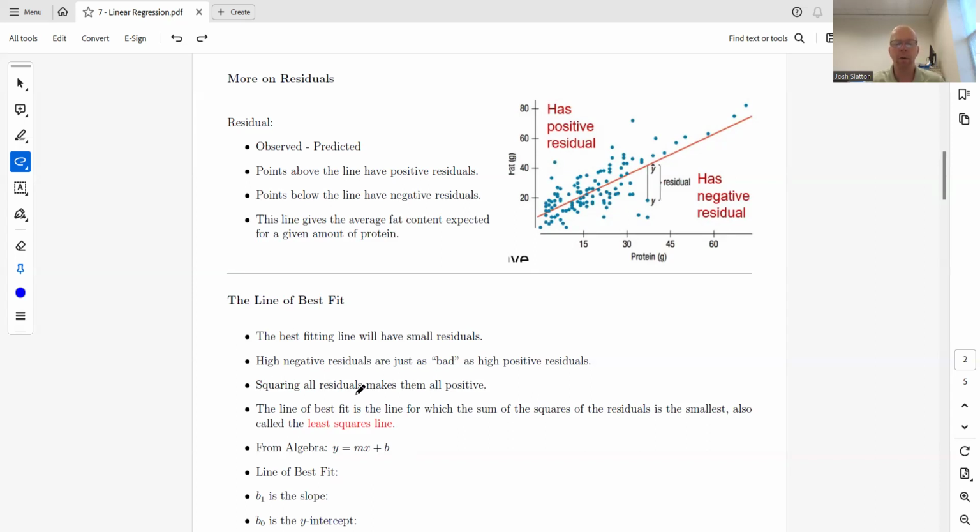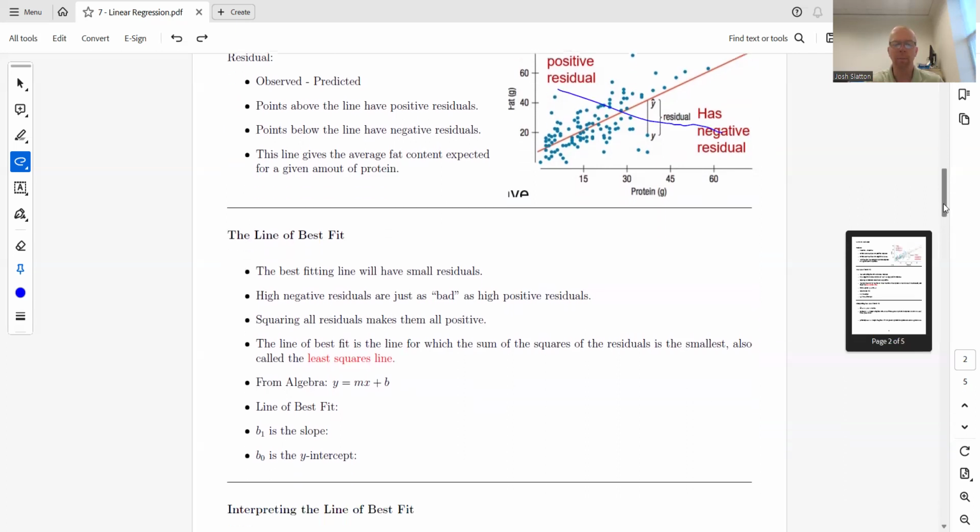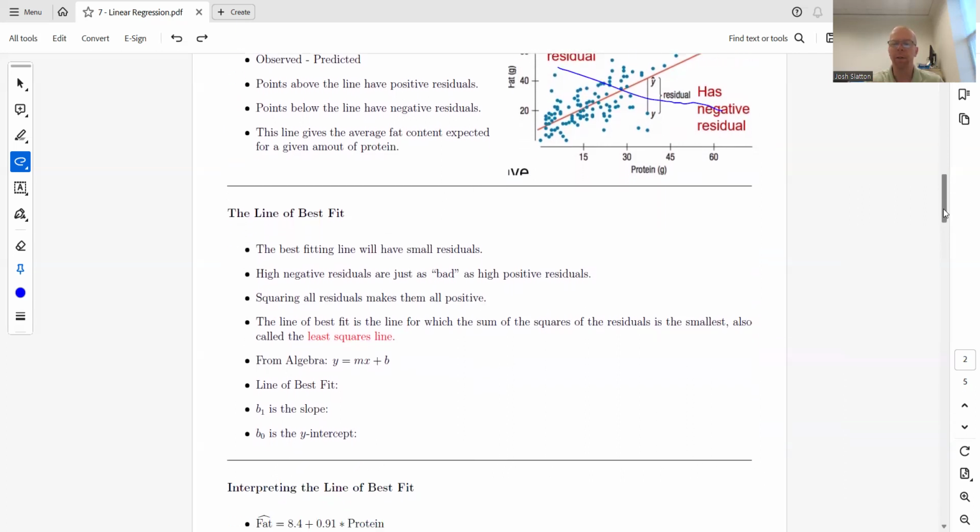If we square the residuals, that makes them positive. The line of best fit is the line for which the sum of the squares is the smallest. So we're going to get each of these residuals. This would be a negative residual; you square it, it makes it positive. Positive residuals, of course, you square and they stay positive. And we can add all those up, and we want that sum to be as small as it could possibly be.